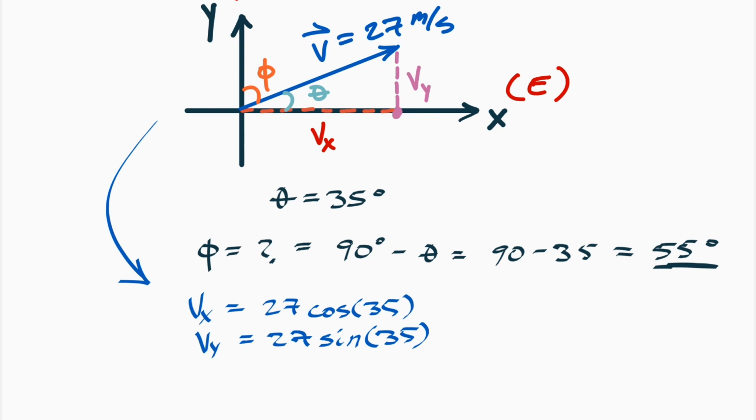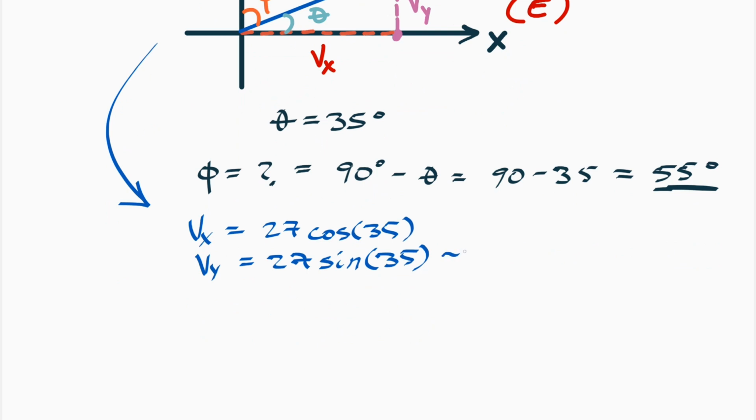Okay, and just reminding myself here, 27 sine 35 came out to about 15.5 meters per second. There we go, 15.5 meters per second. And this one was about 22.1 meters per second. Okay.